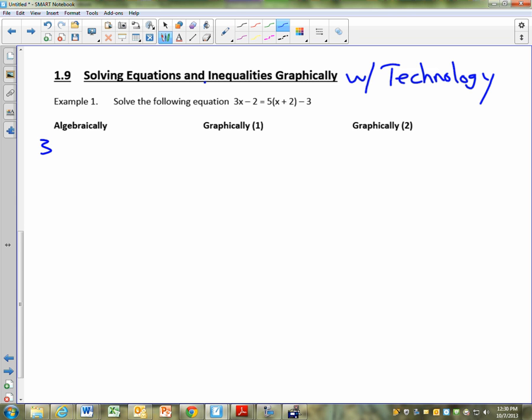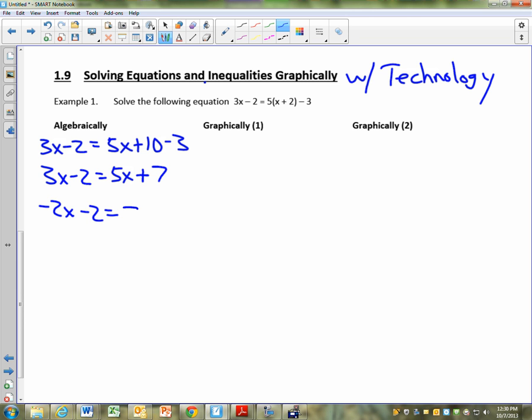And we all know how to solve this. 3x minus 2 equals 5x plus 10 minus 3. And if I simply combine like terms, I have 3x minus 2 equals 5x plus 7. Subtract our 5x: negative 2x minus 2 equals 7. Negative 2x equals 9. Divide by the negative 2. x is negative 4.5. Right? Easy peasy. Piece of cake, upside down. Like, please give me that problem on my test, because I can do it.